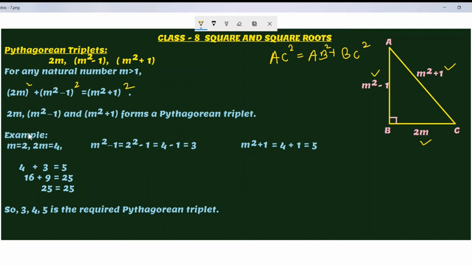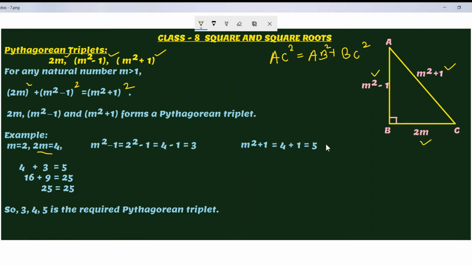Here I have taken one example. 2m is one of the Pythagorean numbers. Here these are the numbers: 2m, m square minus 1 and m square plus 1. Here I have taken m is equivalent to 2. So one of the triplet numbers, 2m, is equivalent to 4. Next, m square minus 1, m is 2, so 2 square minus 1 is equivalent to 4 minus 1, which is 3. Next, the third number is m square plus 1. Our m is 2. m square is 2 into 2, 4. 4 plus 1 is equivalent to 5.